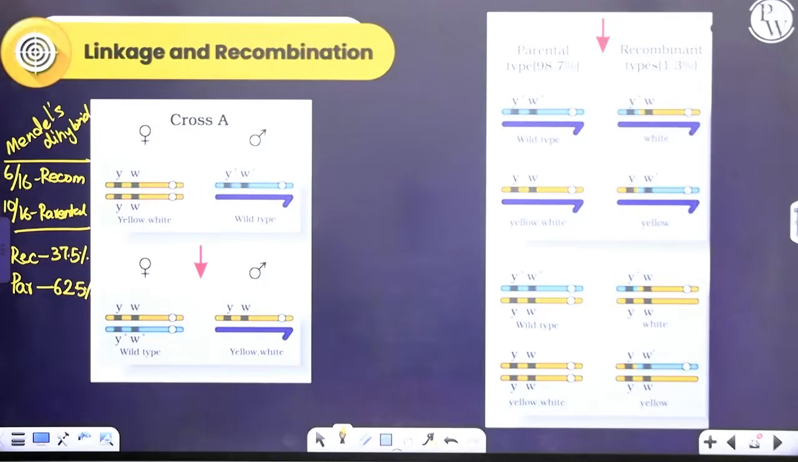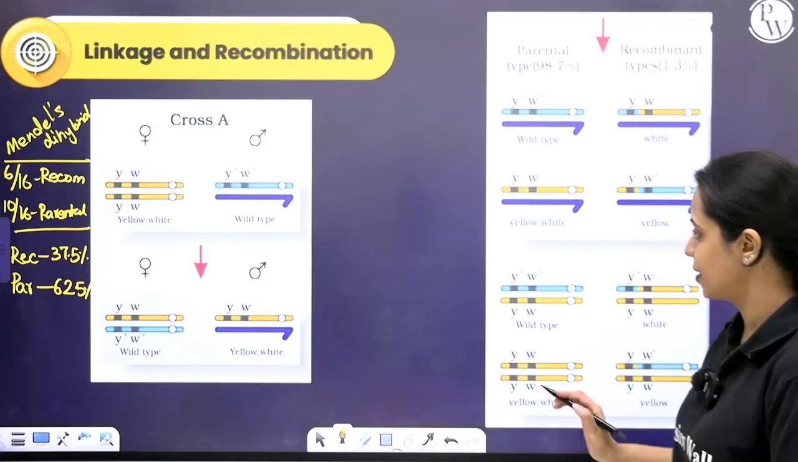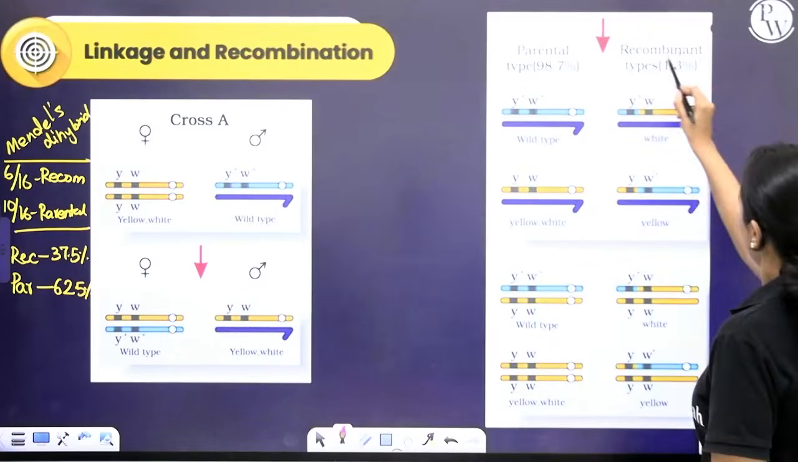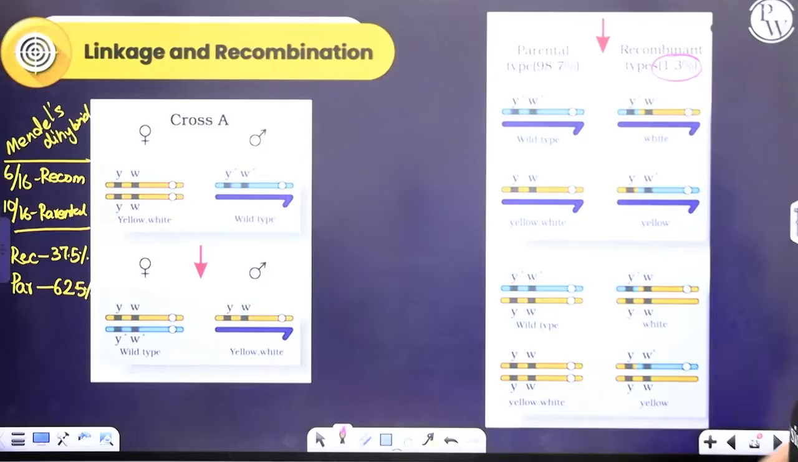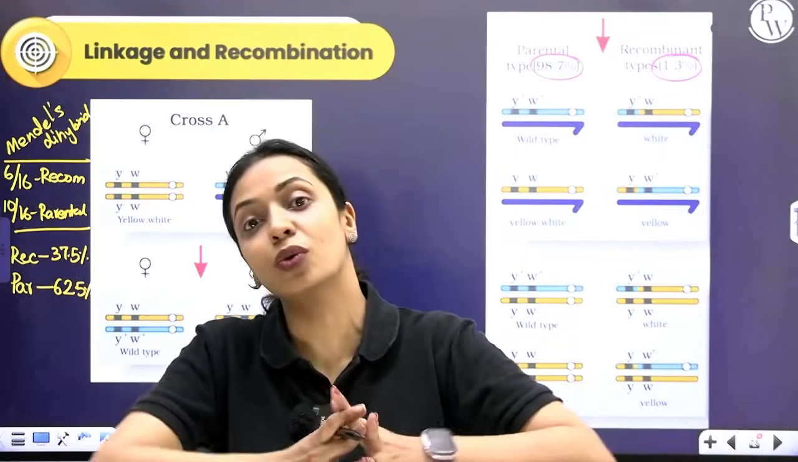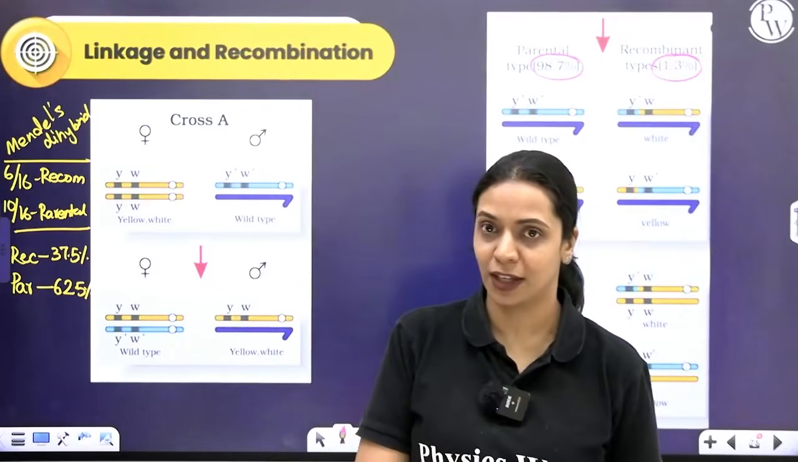Right? But when Morgan performed this experiment, he saw that recombinants were only 1.3%. Parental types were 98.7%, which was a huge deviation from Mendel's dihybrid cross phenotypic ratio.